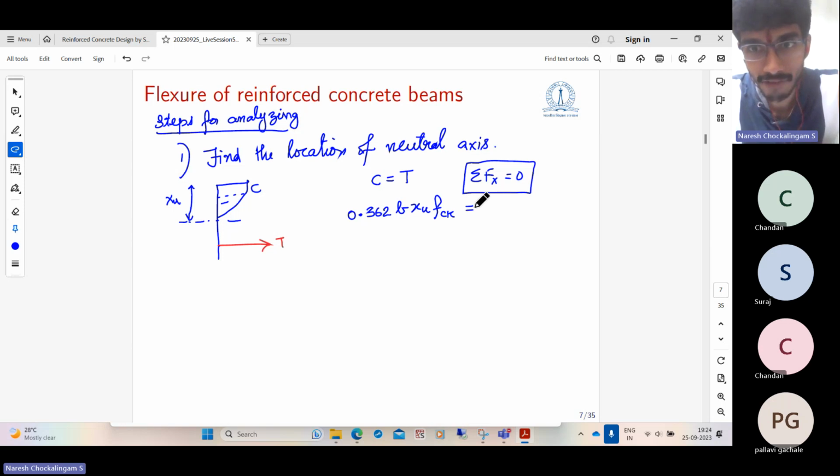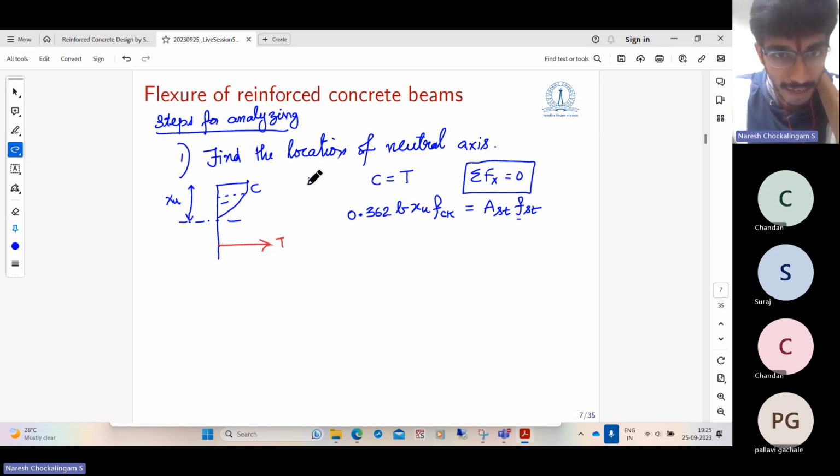And what is the total tensile force? It is Ast times the stress in steel fibers. That's all. The total tensile reinforcement area multiplied by the stress in the steel. If it's bending along only one axis, all the reinforcing bars will be subjected to the same stress. And how do we find Fst?